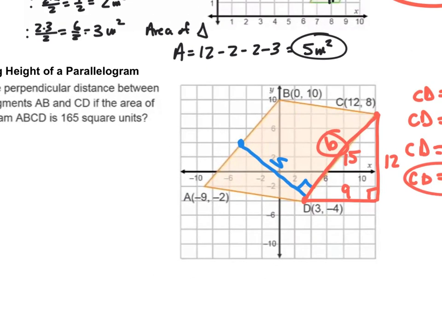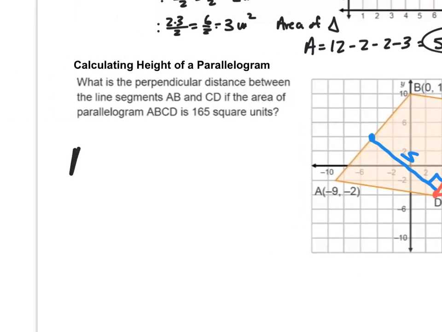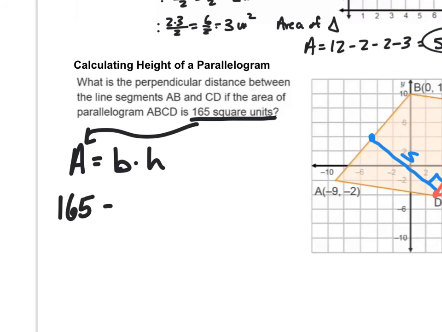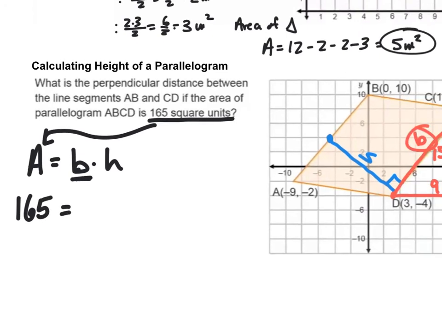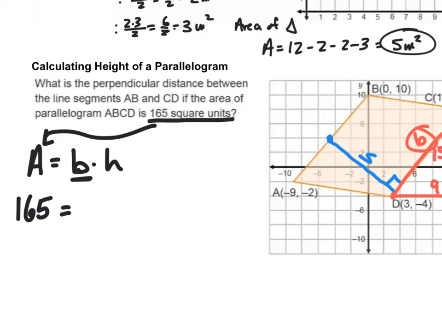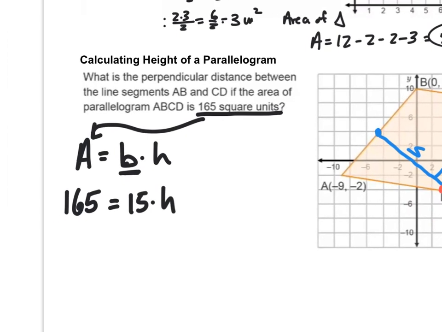Now, the reason why I did that is because my area formula is equal to base times height. They gave us the area already of 165 square units. So I'm going to take that and plug it in for my area and call that 165. And that's equal to my base length, which we found to be 15, times the height. And that's the perpendicular distance between these line segments as my height. So you don't have to do anything special as long as you know what the area is. If we didn't know what the area was, then we'd have to do other things. We could figure it out, but it'd be pretty rough.